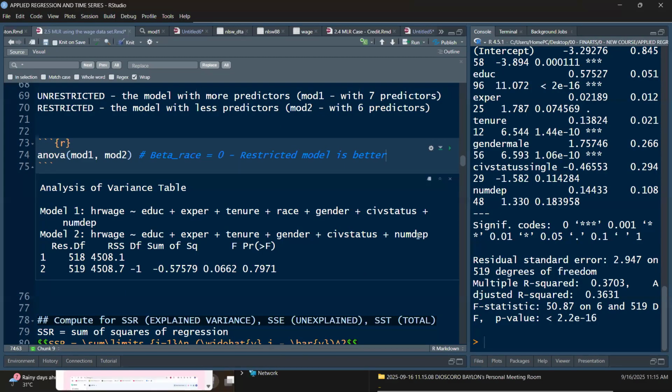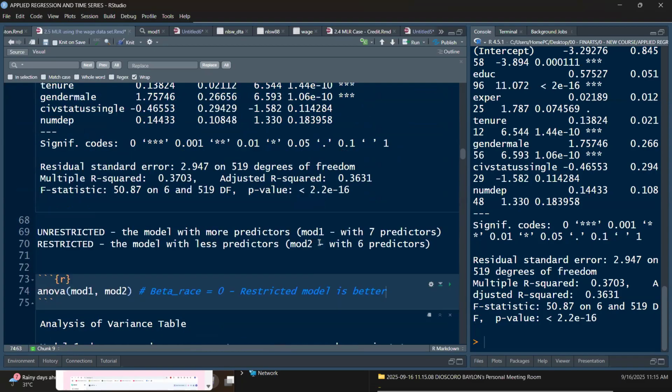Okay, and then we check the p-value, class. The p-value is 0.79. So this is very high compared to 0.05. So the answer is we fail to reject the null hypothesis. Okay, when the p is low, the null must go. But here the p is greater than 0.05, so we fail to reject the null hypothesis. Meaning, class, we fail to reject that the restricted model is better. Okay, so in this test, we're saying that beta race is indeed equal to 0.